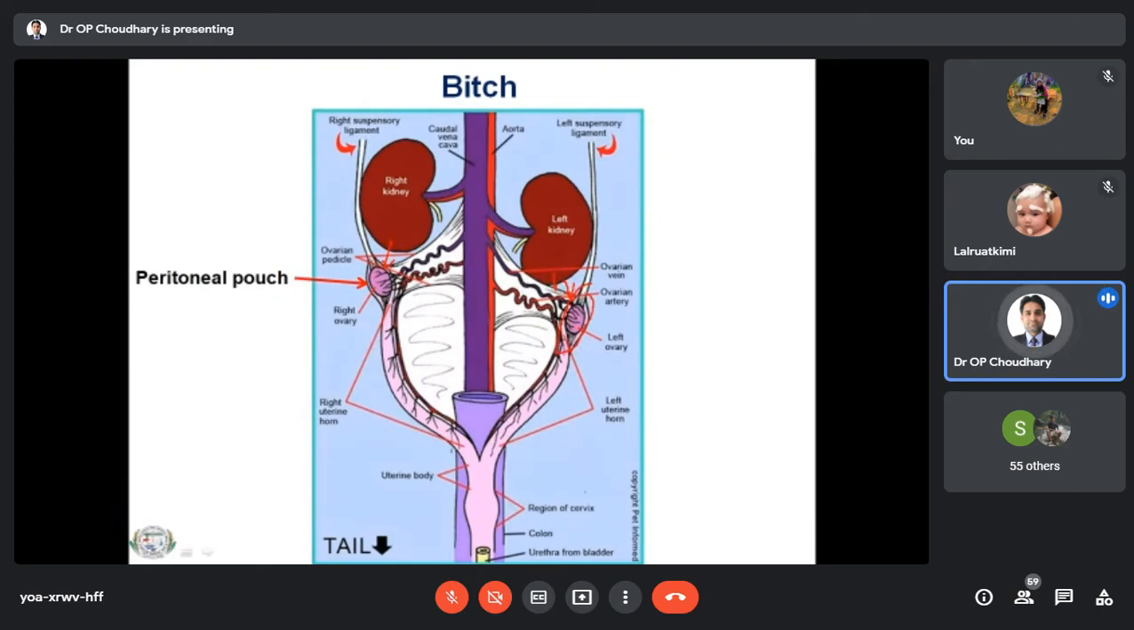This is very important. The peritoneal pouch, which is present around the ovaries, is called the ovarian bursa. This ovarian bursa or peritoneal pouch is only present in the bitch, and this question is very important. Many times it came in exams as an objective type question: the ovarian bursa is related to which animal?